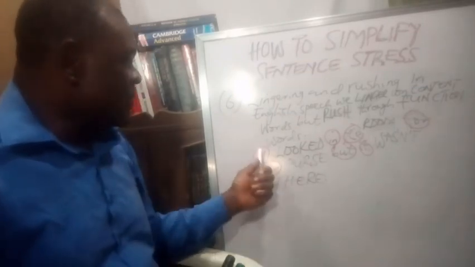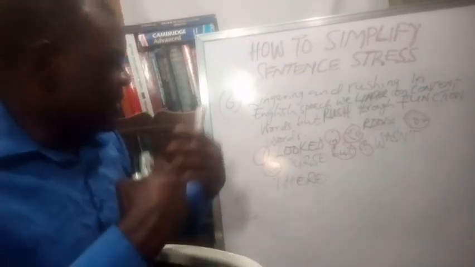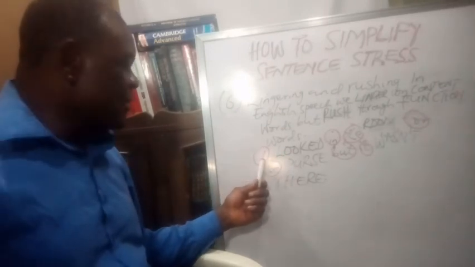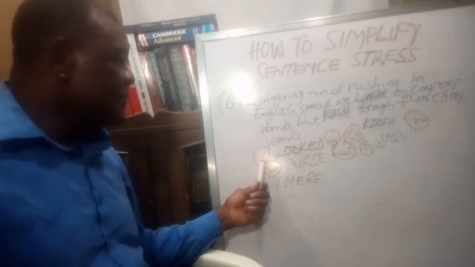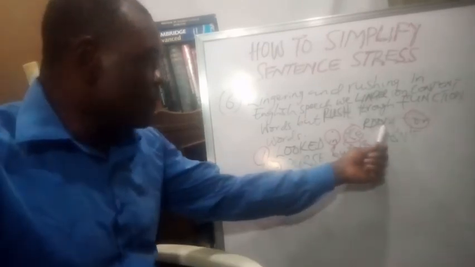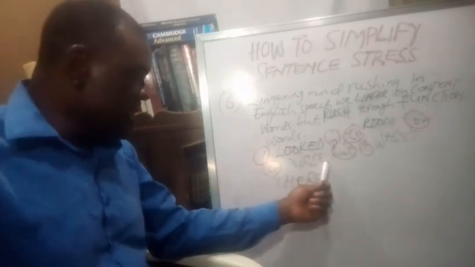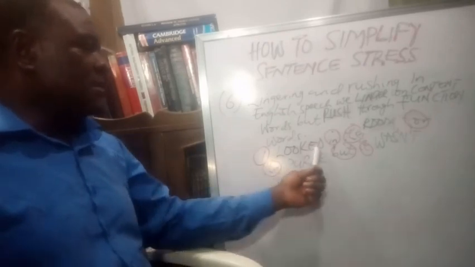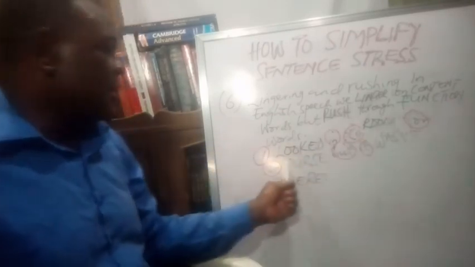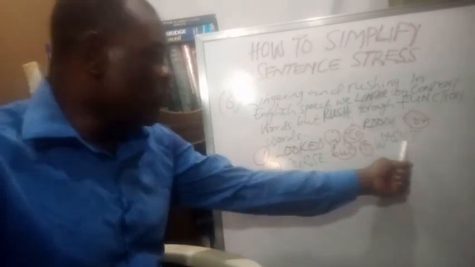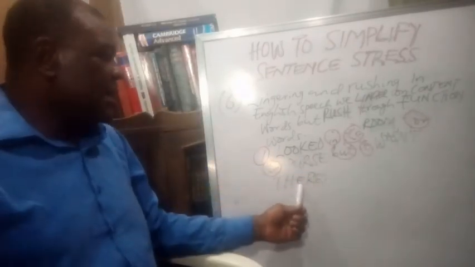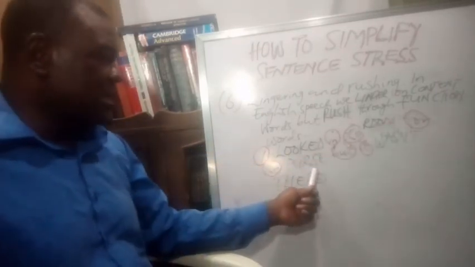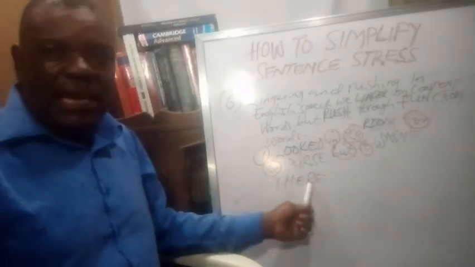So when we say this sentence, we ought to rush through the function words. I looked in the room for the purse, but it wasn't there.